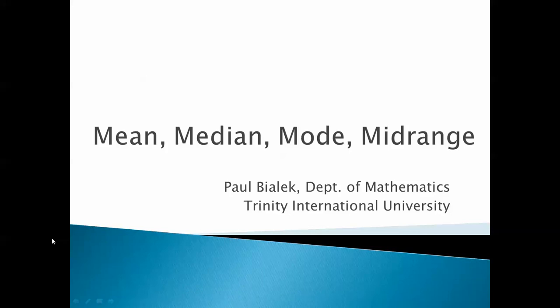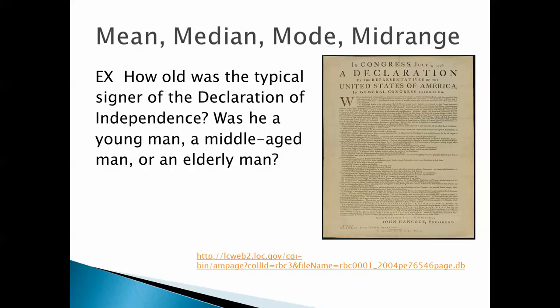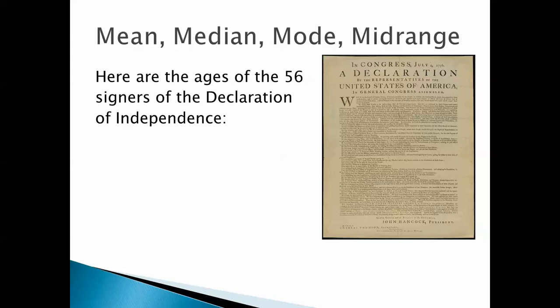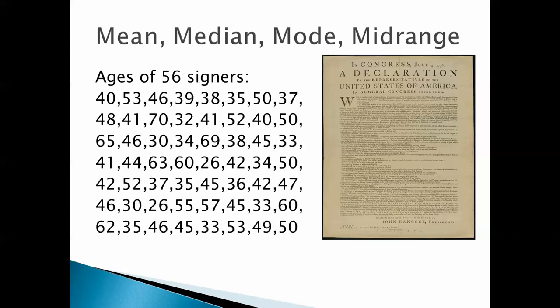Let's look at finding the mean, median, mode, and mid-range of a set of data. How old was the typical signer of the Declaration of Independence? Was he a young man, a middle-aged man, or an elderly man? Here are the ages of the 56 signers of the Declaration of Independence.